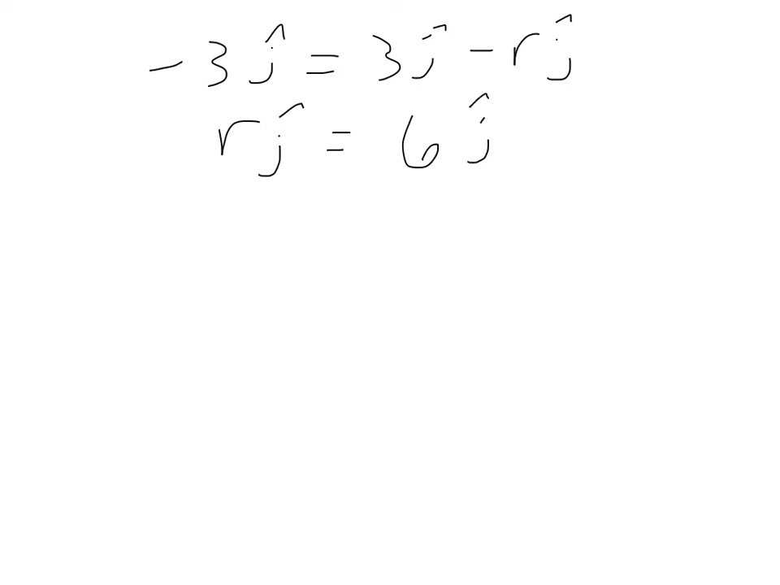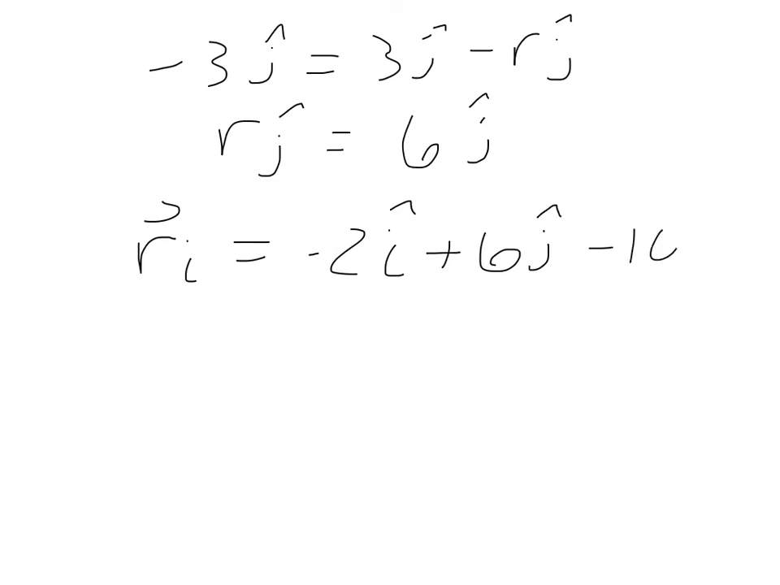I'll leave you guys to do the k component, but it's the same method. The displacement vector along the k component will be equal to the final position minus the initial position, and you should get that the initial position vector for the particle is equal to minus 2 i hat plus 6 j hat minus 10 k hat. And that's it.